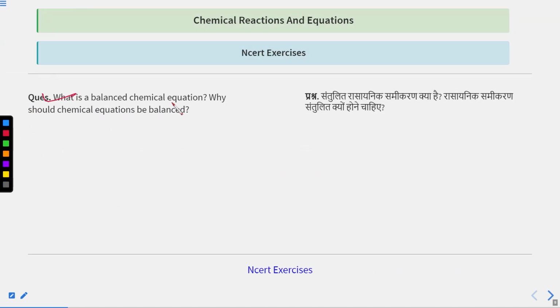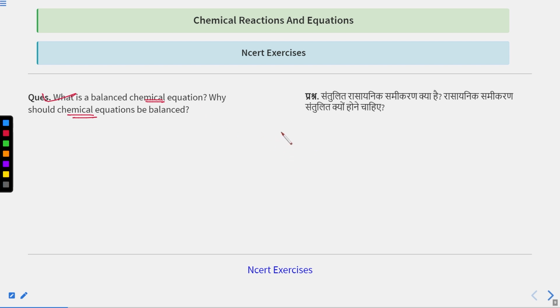What is a balanced chemical equation? As I told you already, a balanced chemical equation is that equation which represents how much amount of reactants are reacting to produce how much amount of products. It means the chemical equation which follows the law of conservation of mass. Why should a chemical equation be balanced? Because according to the law of conservation of mass, the total mass of the reactants must be equal to the total mass of the products.